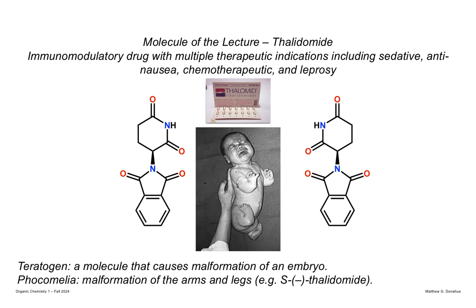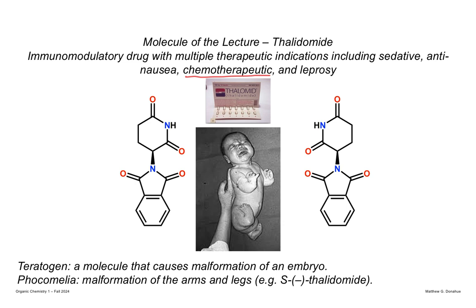So why is this important? So here's a molecule of the lecture called thalidomide. And thalidomide is an immunomodulatory drug. It has multiple therapeutic indications. And that means basically what area is this targeting in the body, what's it acting upon. So that's a sedative, anti-nausea, chemotherapeutic, and leprosy. Nowadays, it's sort of used as an anti-cancer agent.